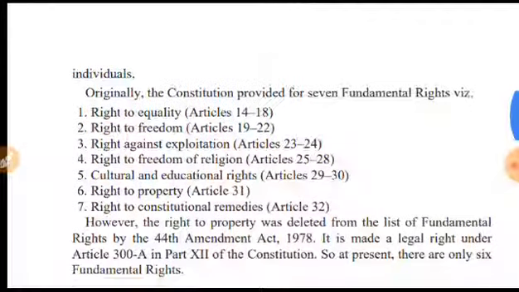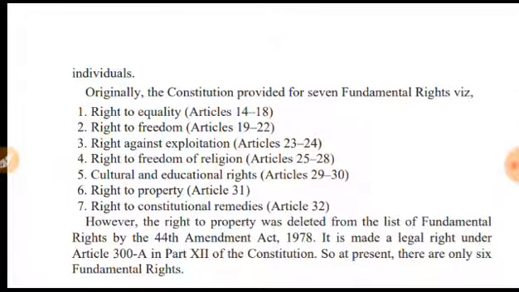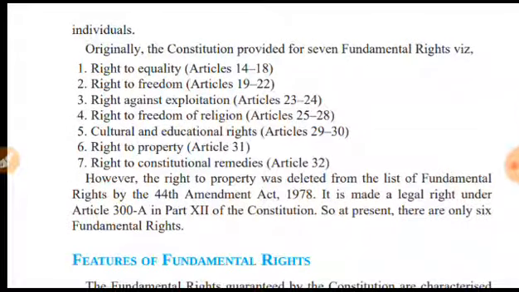Originally, the Constitution provided seven fundamental rights. The right to equality, Articles 14 to 18, and the right to freedom, Articles 19 to 22. Please remember, this is important. The right against exploitation, Articles 23 to 24, the right to freedom of religion, Articles 25 to 28, cultural and educational rights, Articles 29 to 30, the right to property, Article 31, and the right to constitutional remedies, Article 32.